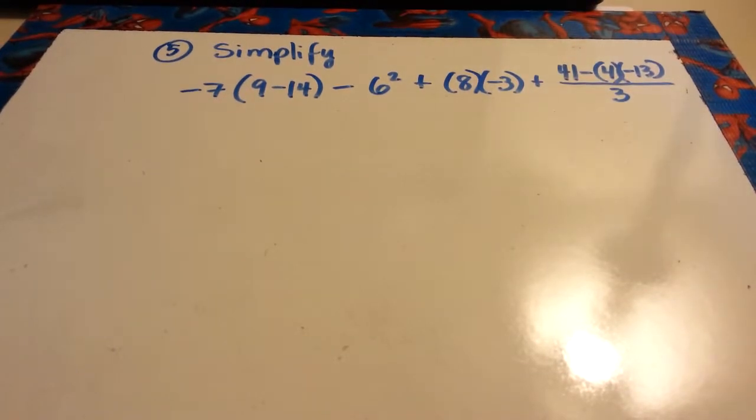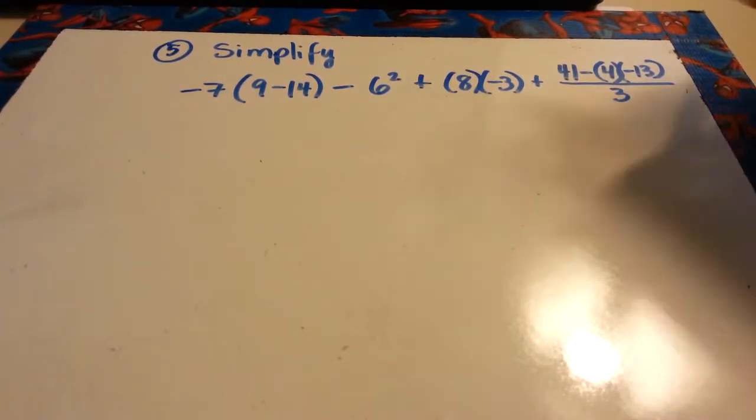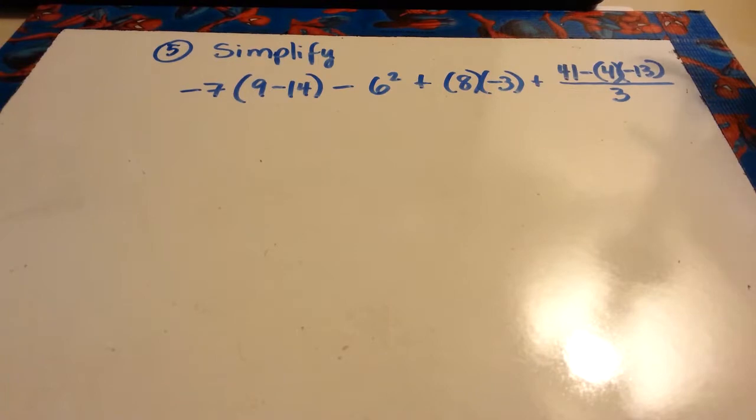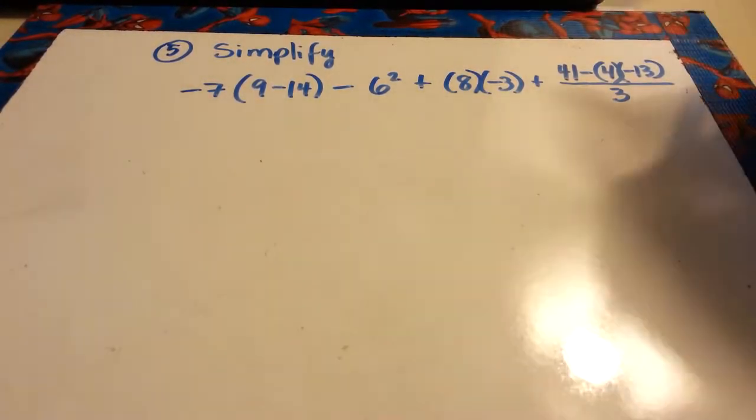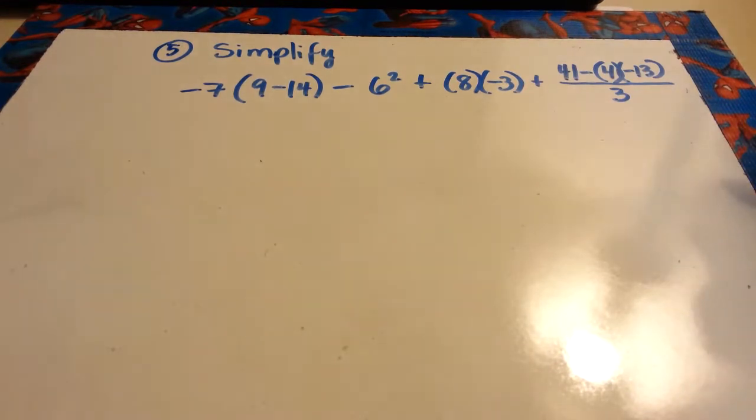Problem number 5 says that you have to simplify this expression. Now, the easiest thing would be to plug this into your calculator, if you have one of those calculators that you can do natural entries like this one. If not, then you can try simplifying this.